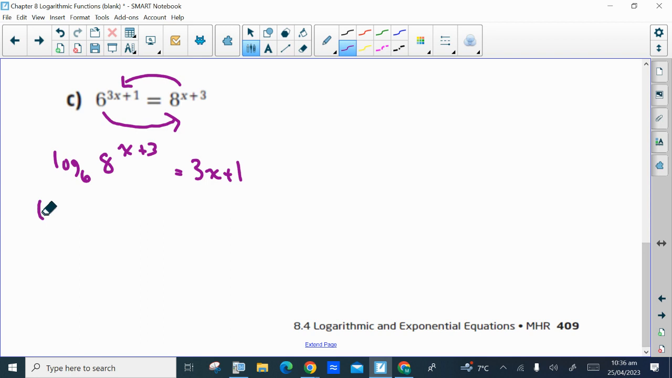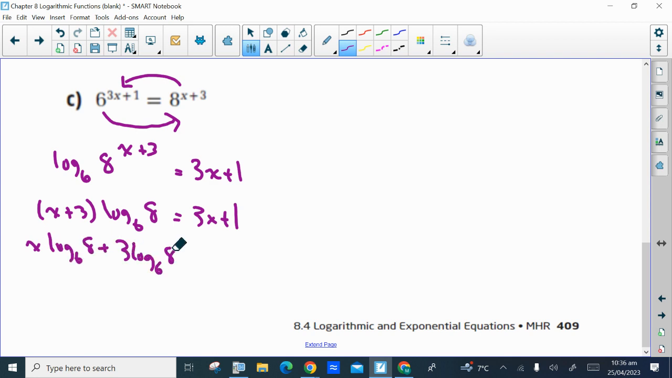So on the left, we would use the power law. Bring the power in front as a coefficient. You're going to multiply the log base 6 of 8 by both terms in the brackets. The log base 6 of 8 is multiplied by the x as well as by the plus 3. And because we want to solve for x, we want to get x by itself.